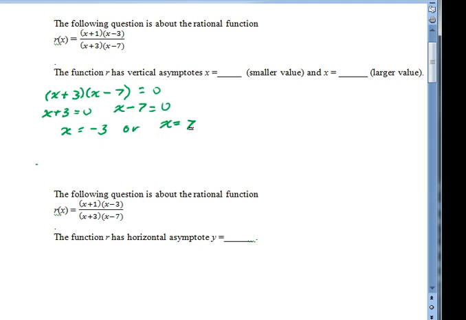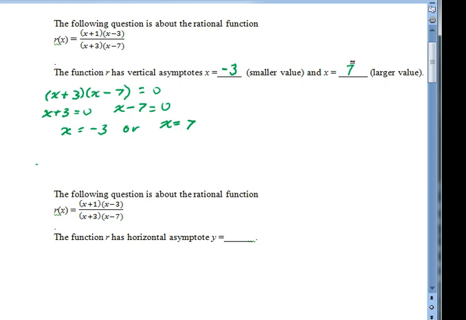These are the points that cannot be used in the domain of the function. They also give the equation of the vertical lines that are the asymptotes. So x equals negative 3 is the equation of a vertical line, and x equals 7 is the equation of a vertical line.